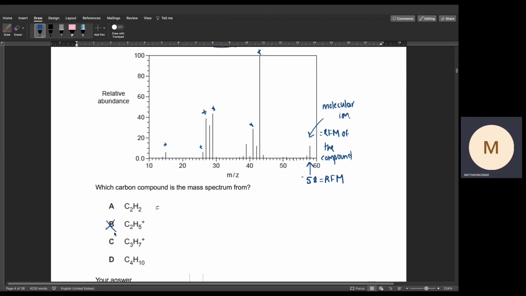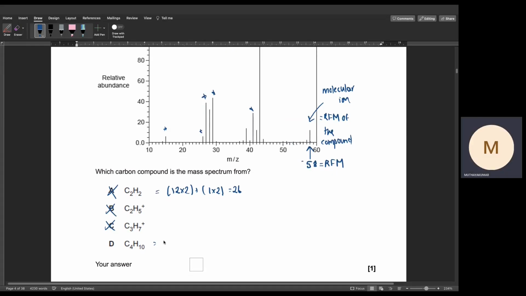So looking at our options, which carbon compound is the mass spectrum from? Already we can eliminate options B and C because these are not compounds, they're fragments. We know that based on the charge. If we work out the relative formula mass of the first one, that's 12 times 2 plus 1 times 2, which is equal to 26. So it can't be this one, because that does not match our 58. If we double check D, 12 times 4 is 48, plus 10 times 1, which is 10, gives us 58, which tells us that our compound must therefore be D, which is butane.